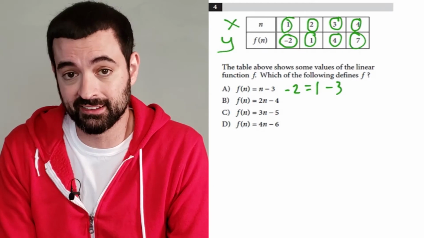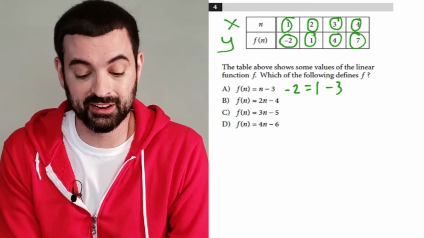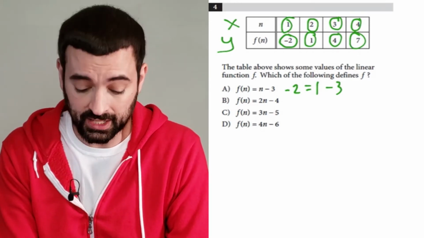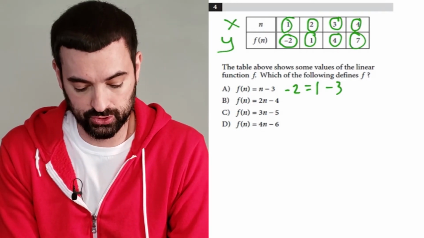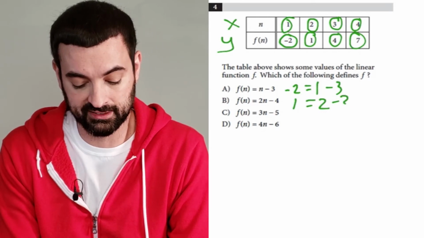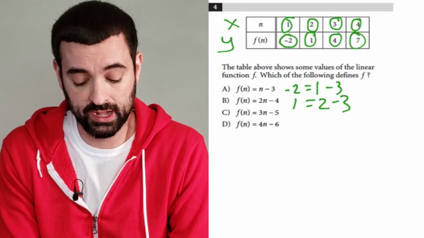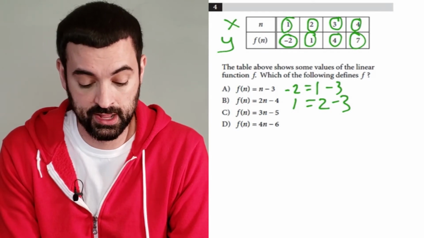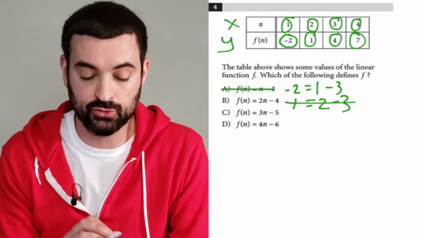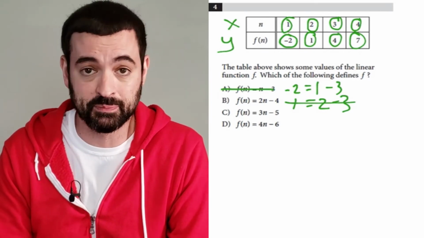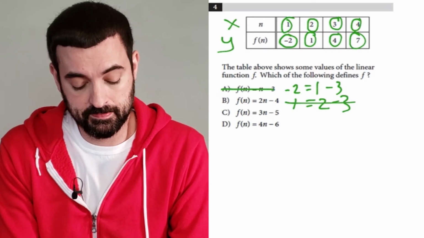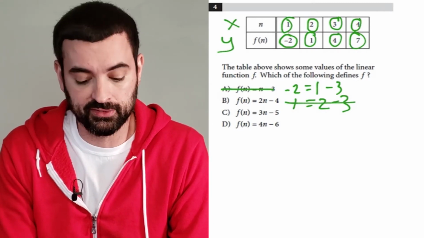Yes. Does that mean that A is the answer? No, because all 4 columns need to be true for answer choice A to be correct. Let's try another one. Is it true that 1 equals 2 minus 3? Well, 2 minus 3 is negative 1, so that's not true, so A cannot be the answer. I'm going to try a different color as we evaluate B so that we don't get confused. B, f of n equals 2n minus 4.